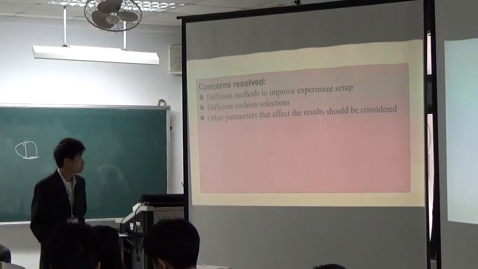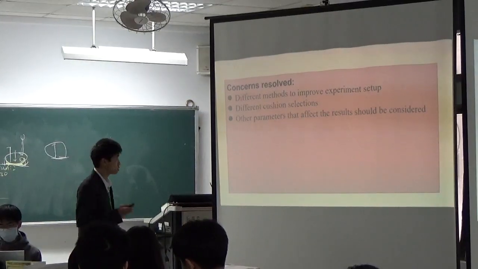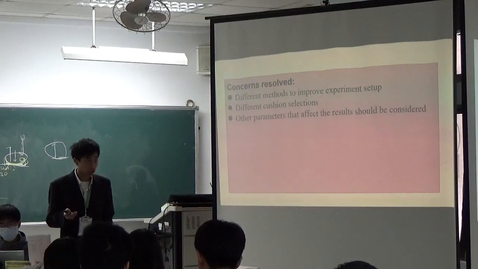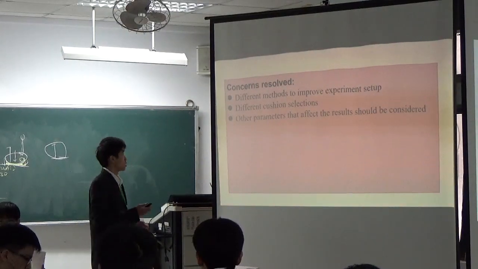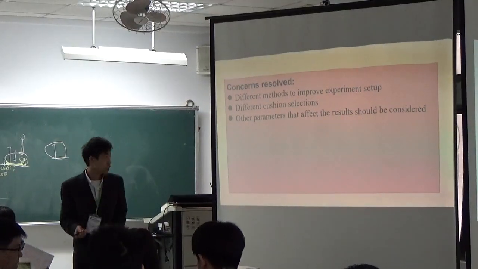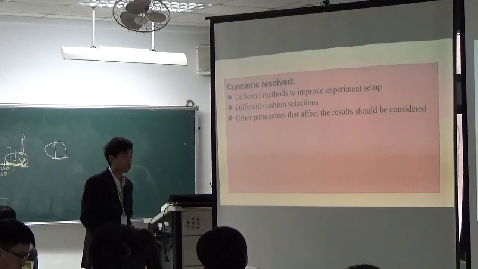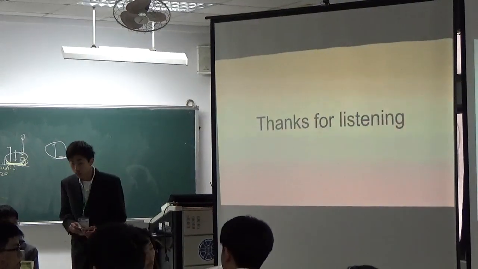So the concern to resolve is that we should use different methods to improve my experiment setup and to change the material type of my cushion. We should also consider several other parameters that would affect the final exit velocity. Thanks for listening.